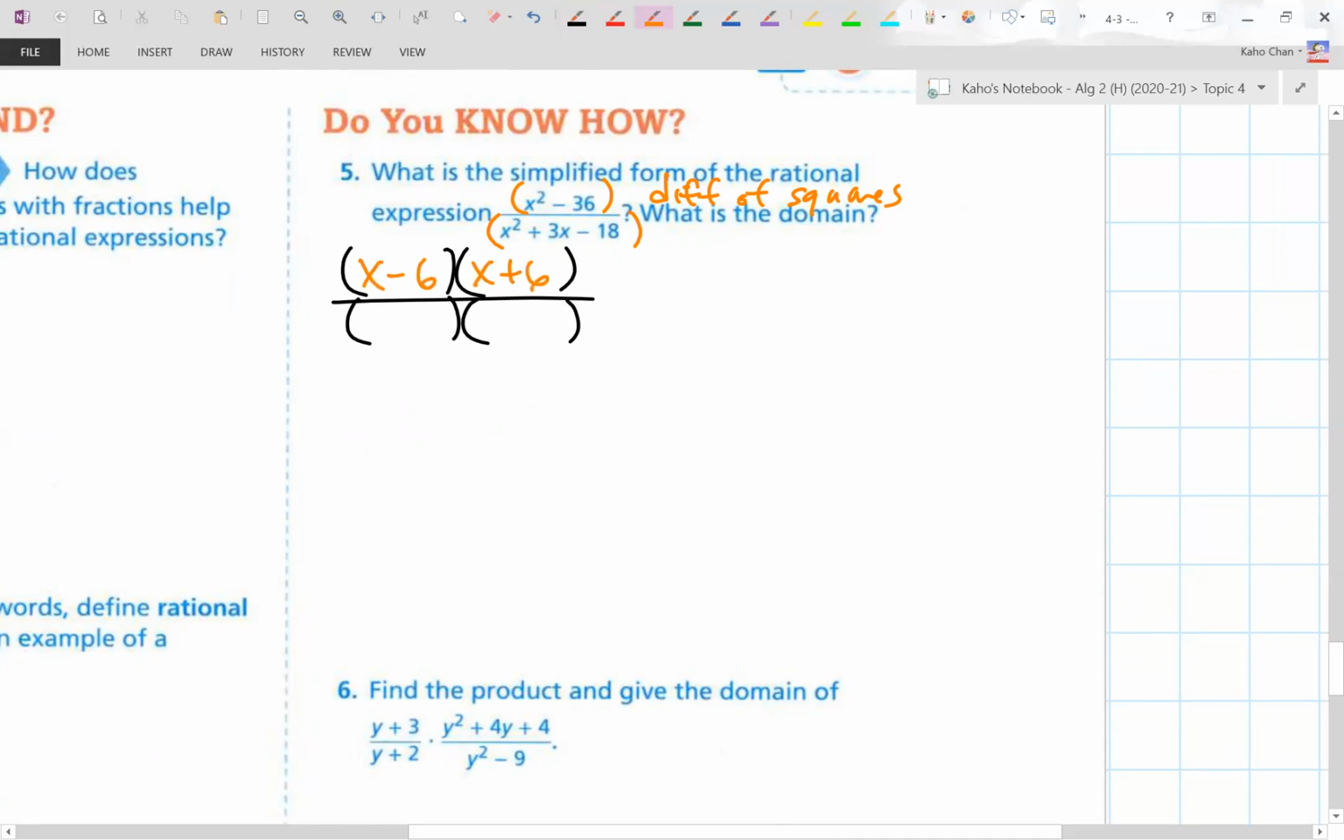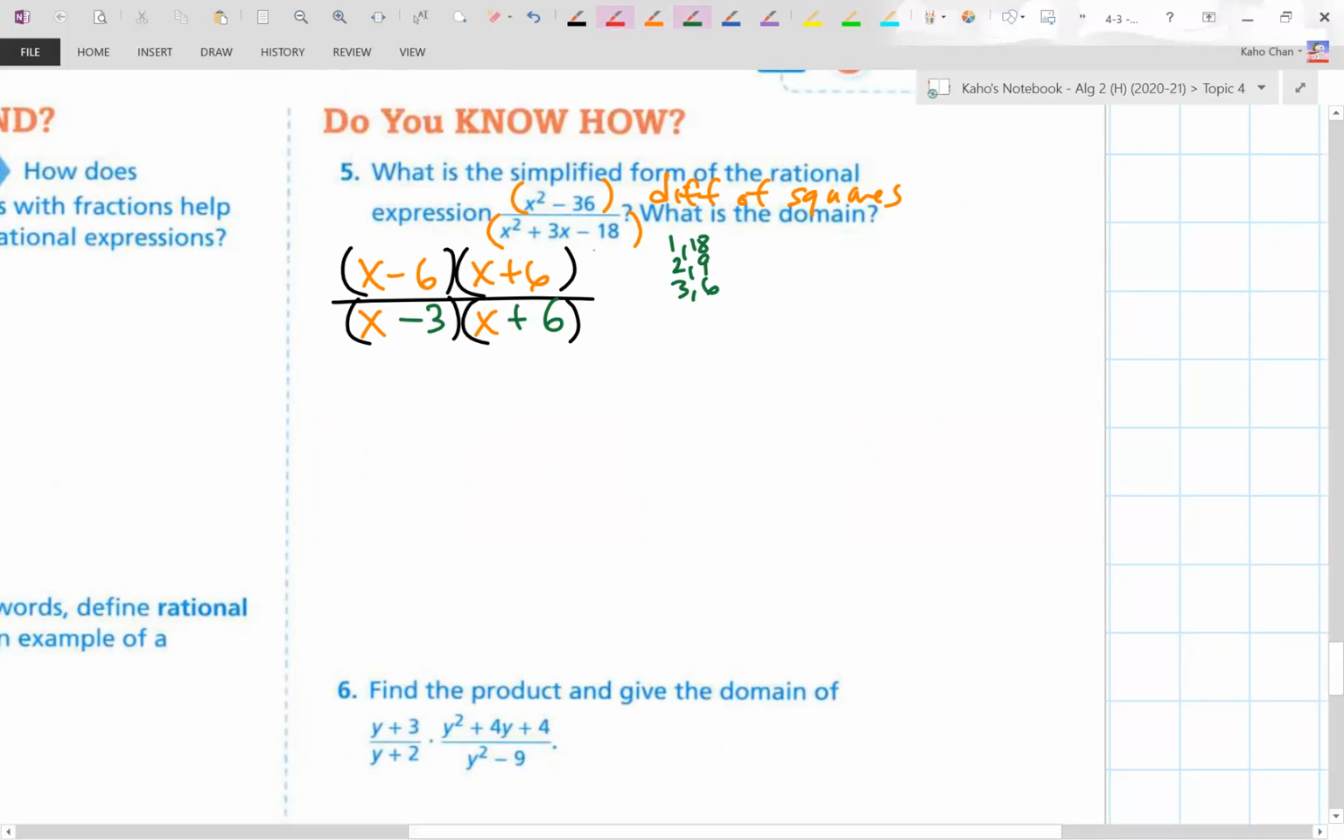X squared plus 3x minus 18, you can guess and check there. What times what equals -18? When added together, will give me positive 3x. I mean, back in Algebra 1, you'd have gone through all the possibilities, right? 1, 18, 2, 9, 3, 6. And there's one pair, of course, 3 and 6 work. One of them has to be negative, one of them has to be positive, and there it is, okay?